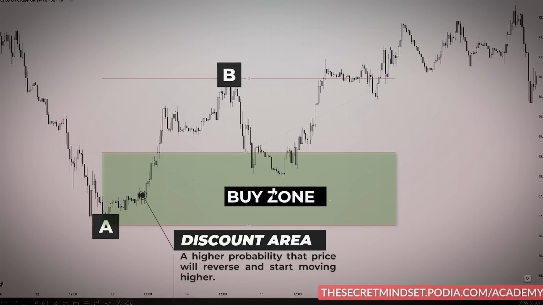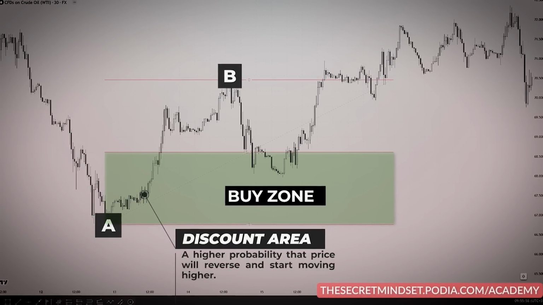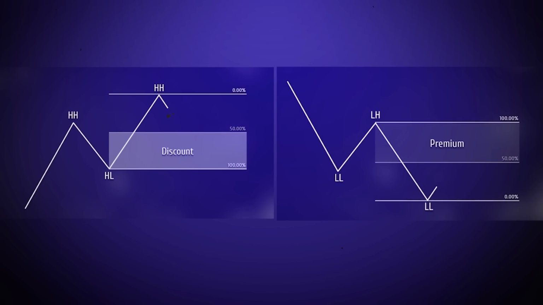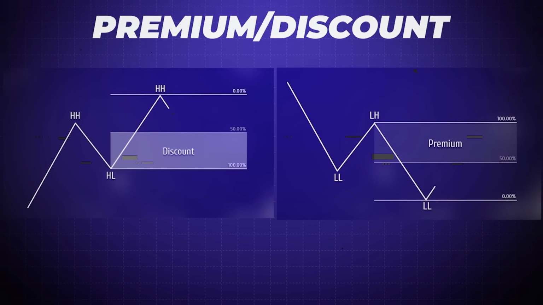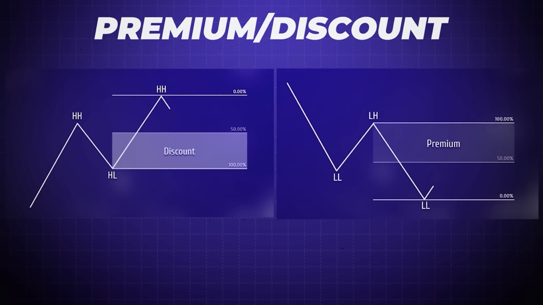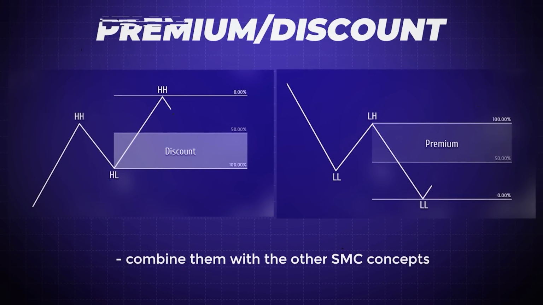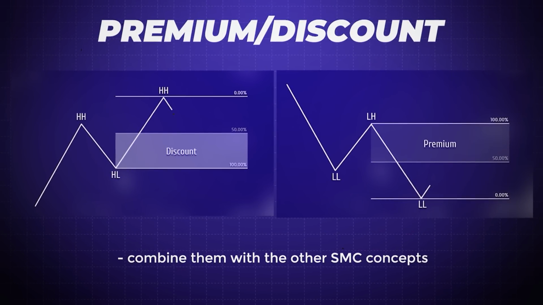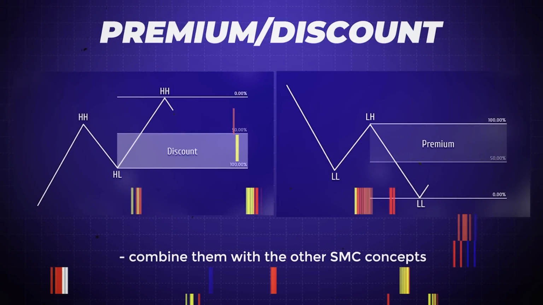This means that buying in the discount area has a higher probability of success. Of course, you won't use the premium and discount zones as a standalone strategy, but by combining them with the other concepts, you can start to build a more complete picture of the market.